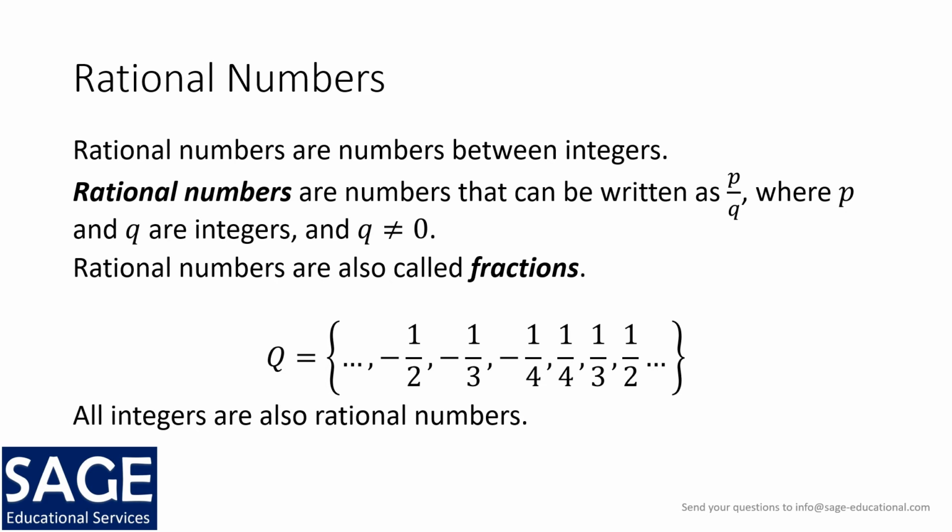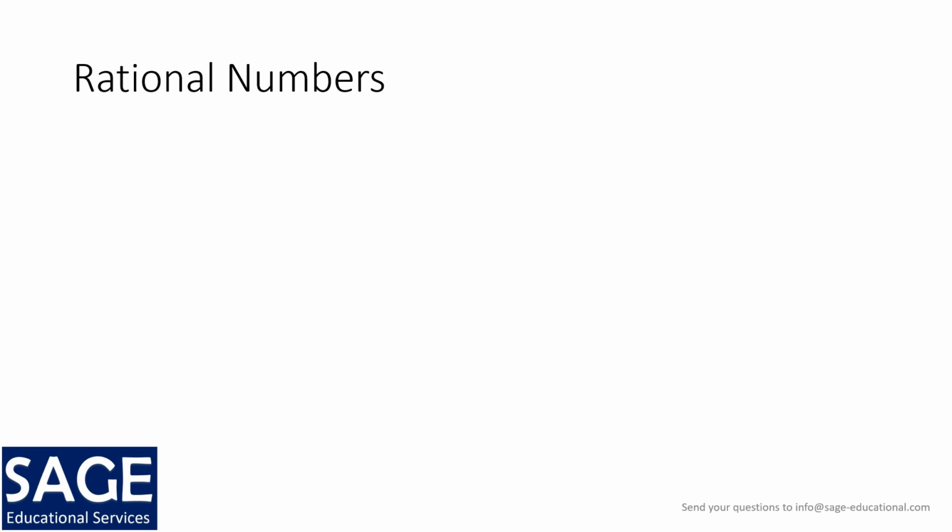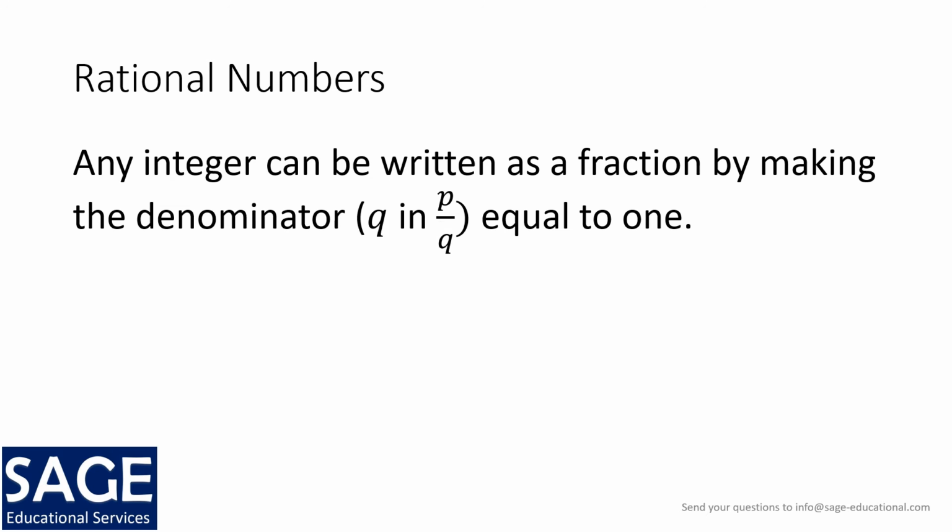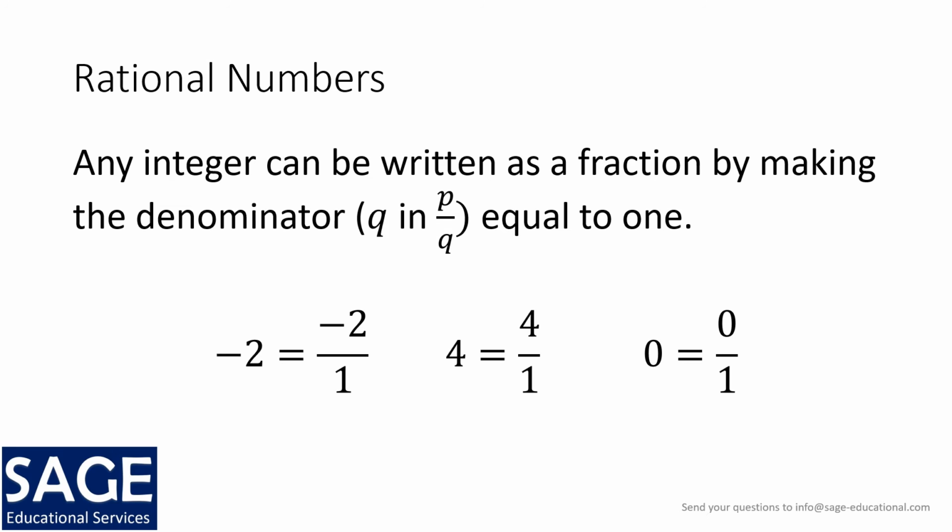Now all integers are also rational numbers. If you are given any integer, you can change that integer into a rational number by writing it as a fraction. All you have to do is make the denominator equal to 1. So for example, negative 2, which is an integer, can be written as negative 2 over 1. 4 is an integer, and can be written as 4 over 1. 0 is an integer, and it can be written as 0 over 1. So any integer can be written as a fraction by just making the denominator equal to 1.